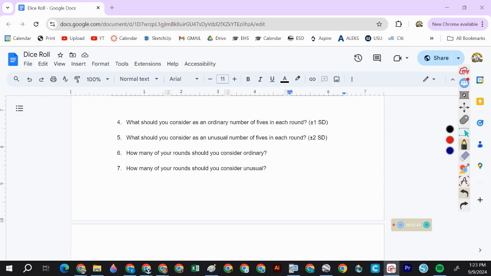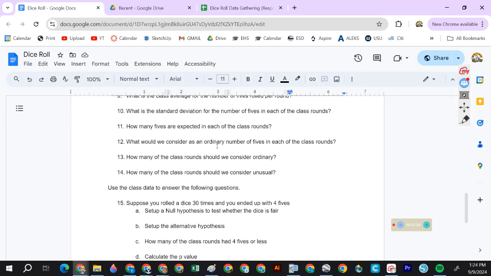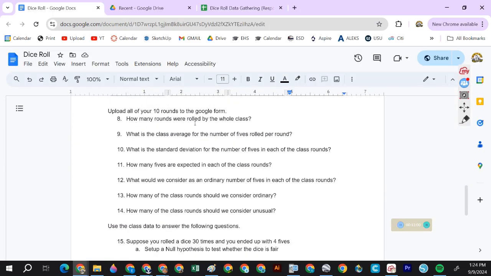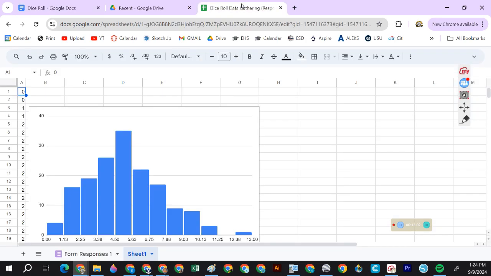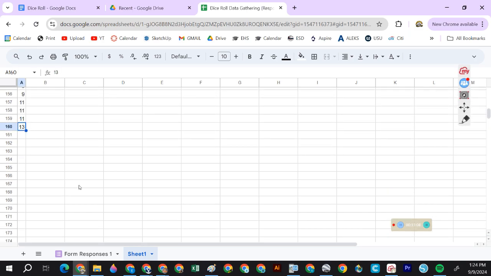All right, let me pull up the classroom data. So go ahead and turn your paper to the back side. All right, here is the classroom data. Okay, so if I go here, how many rounds were rolled by the whole class? So that's going to be the total number of rolls here, which is 160.